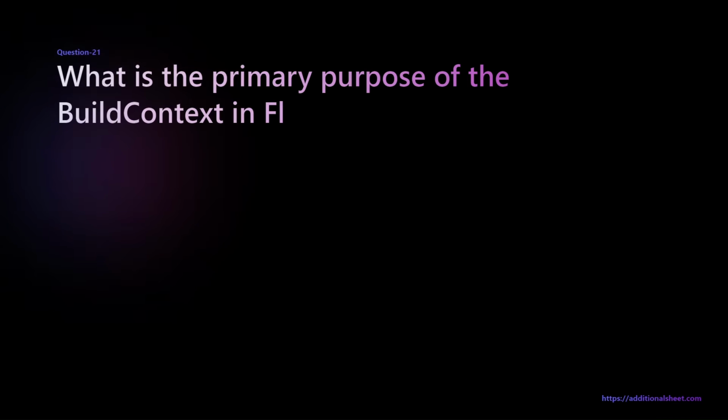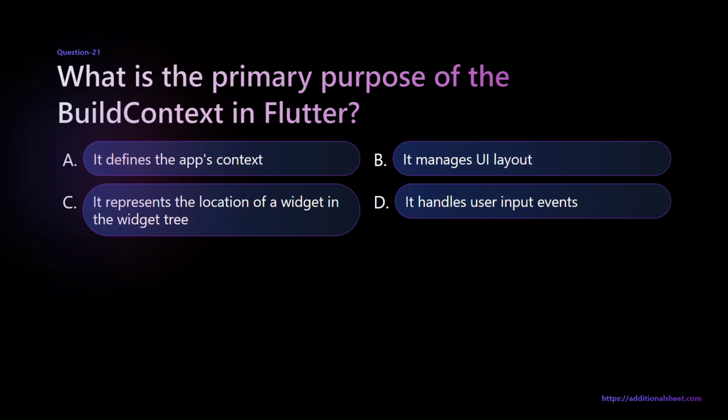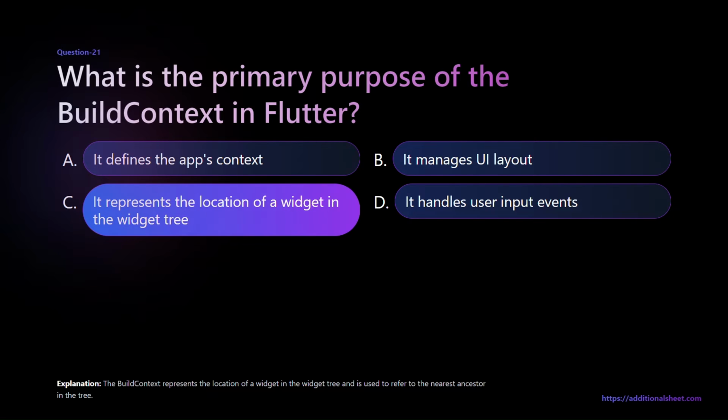What is the primary purpose of the BuildContext in Flutter? Option A, it defines the app's context. Option B, it manages UI layout. Option C, it represents the location of a widget in the widget tree. Option D, it handles user input events. The correct answer is option C, it represents the location of a widget in the widget tree.